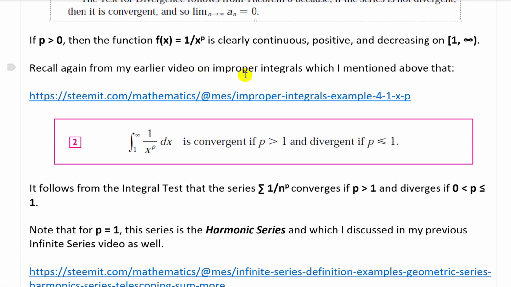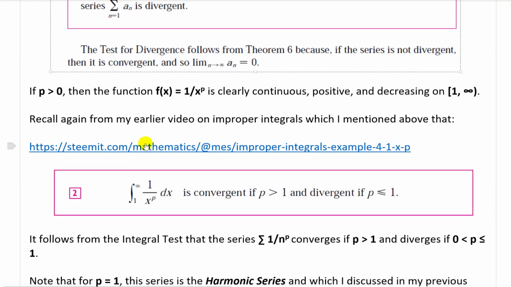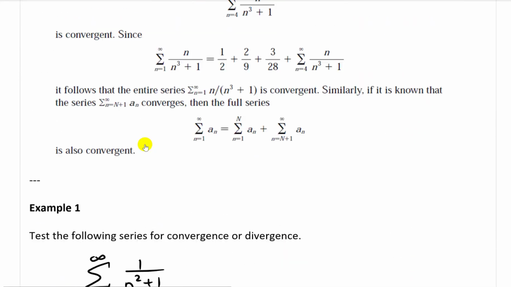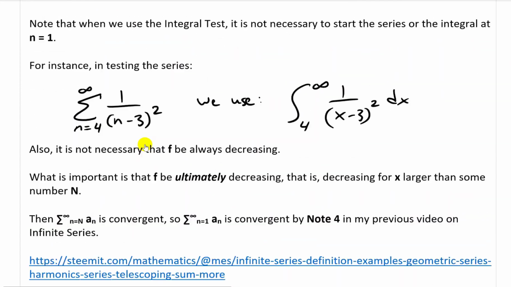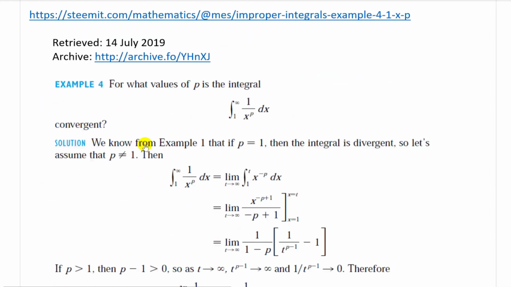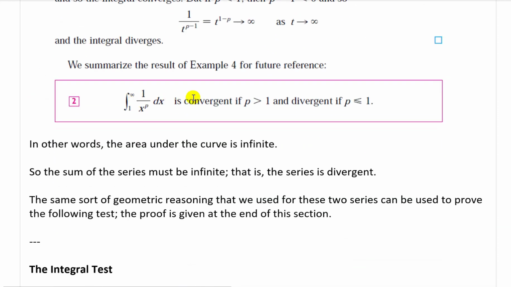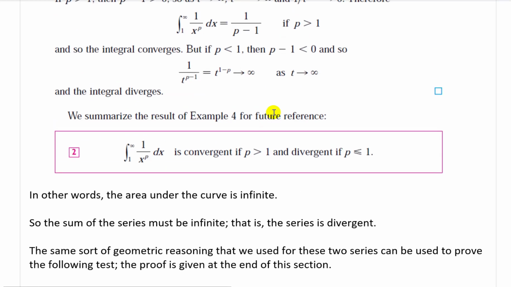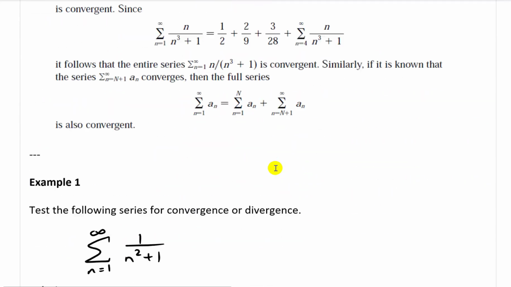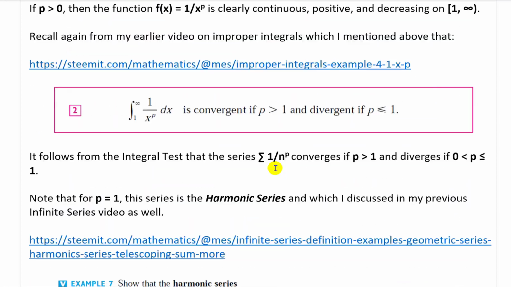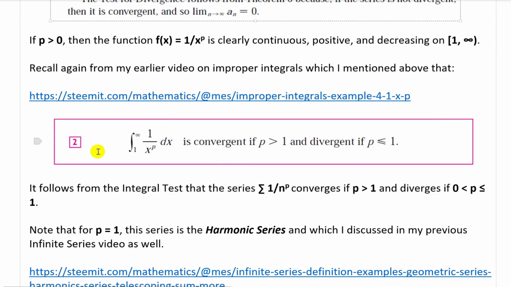And recall from my earlier video on improper integrals, which I mentioned above, the one I went over earlier, so this one here. Let's scroll up to that exact spot, actually scroll up more, all the way over here, and it's a summary of example 4 there. The integral from 1 to infinity of 1 over x to the power of p dx is convergent if p is greater than 1, and divergent if p is less than or equal to 1. For p greater than 1, we know from my earlier video that it is convergent.